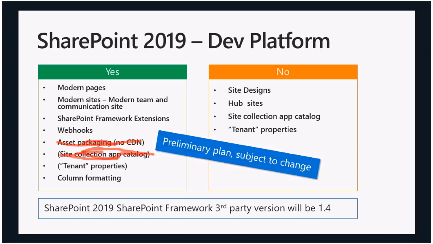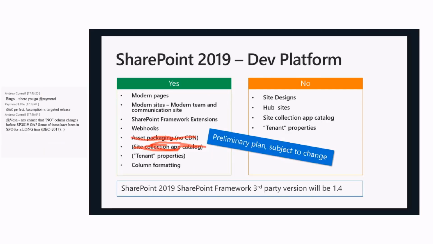slide. So the site designs will not be there, hub sites will not be there, site collection app catalog will not be there, tenant properties will not be there based on the current thinking. Like I said, the preview starts relatively soon. And then we'll collect the feedback and figure out if there are any lane changes which are needed. And then at some point later this year, there will be a GA version of SharePoint 2019.